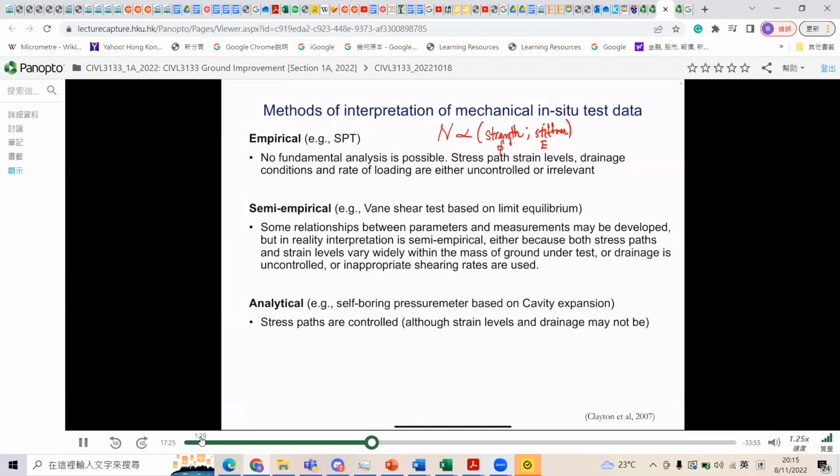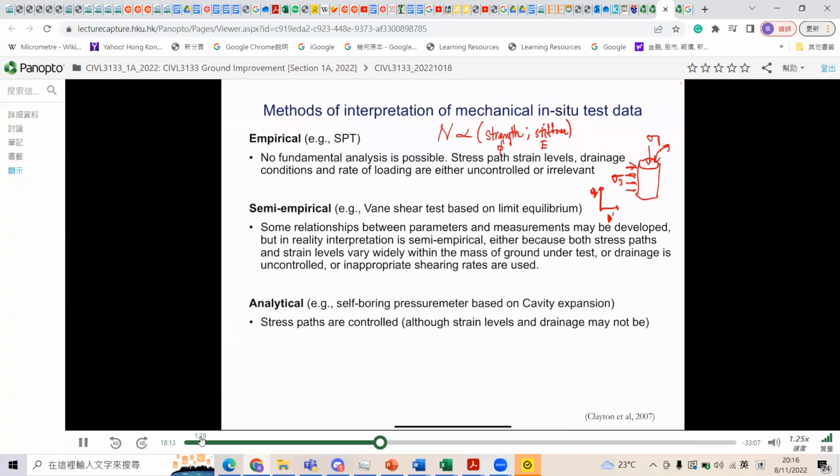We also cannot control the drainage conditions like we can, if you imagine, in a triaxial test, where we can control the applied stresses in the vertical direction and the radial direction. We can also control whether we have drainage in or out of the specimen, and this allows us to map very detailed stress paths, let's say in the q-p' space, right, p prime space. But for empirical methods such as SPT, it's very difficult to draw these stress paths, analytically, that is, right? So this is what we refer to as empirical interpretations of mechanical in situ test data.